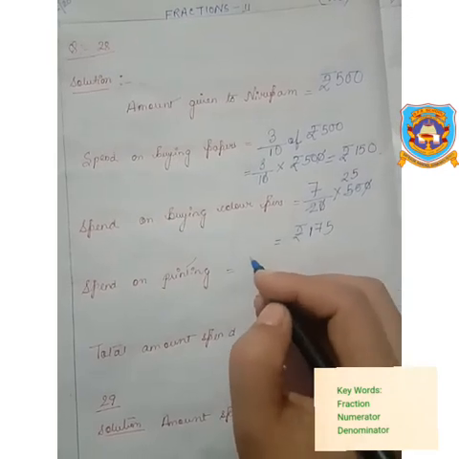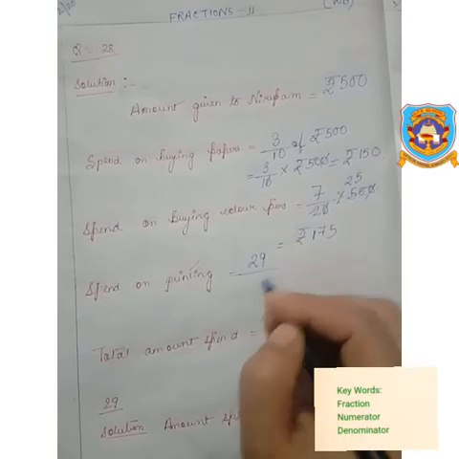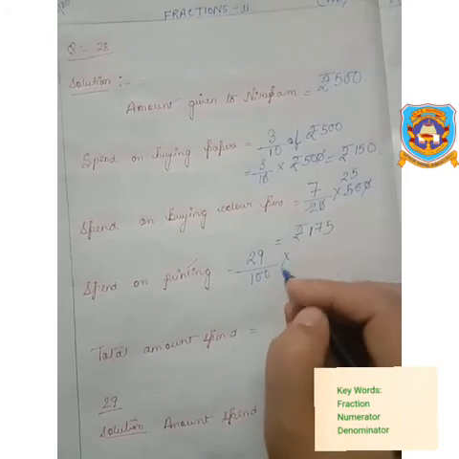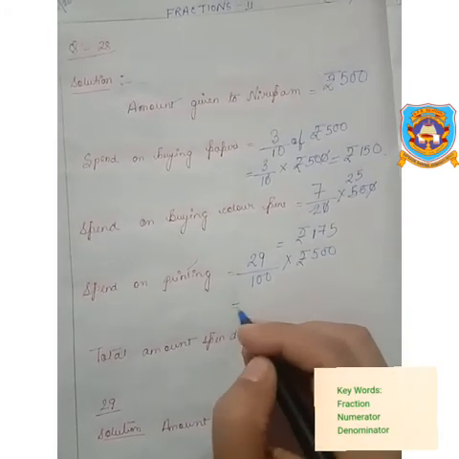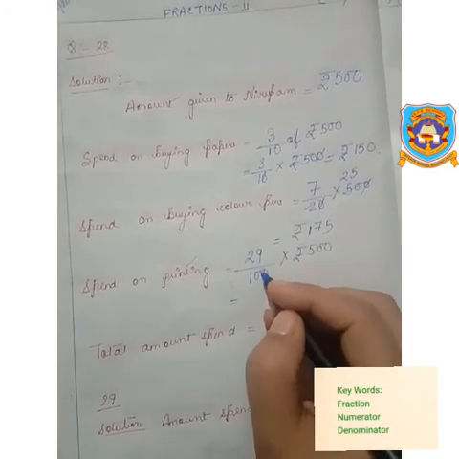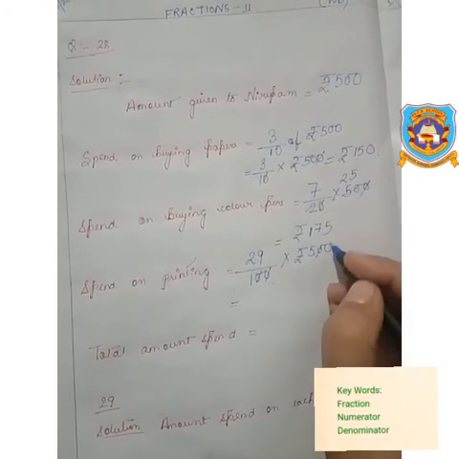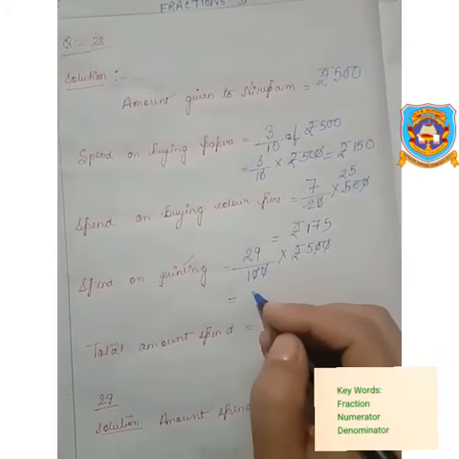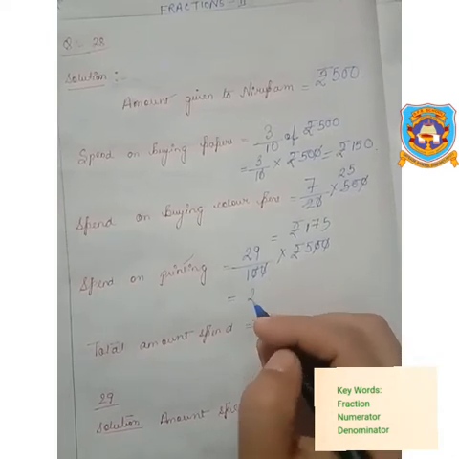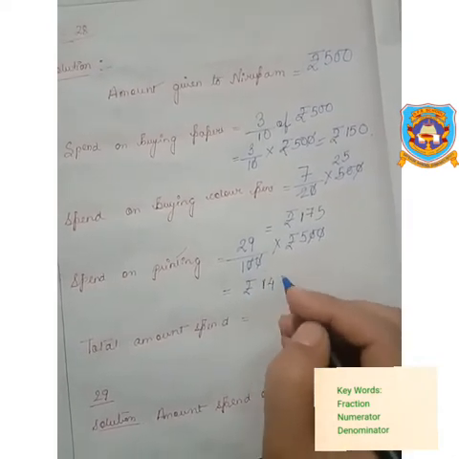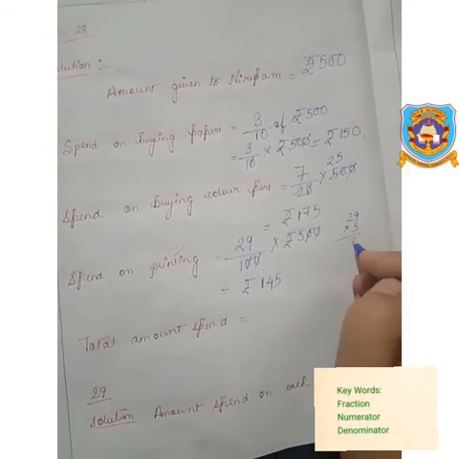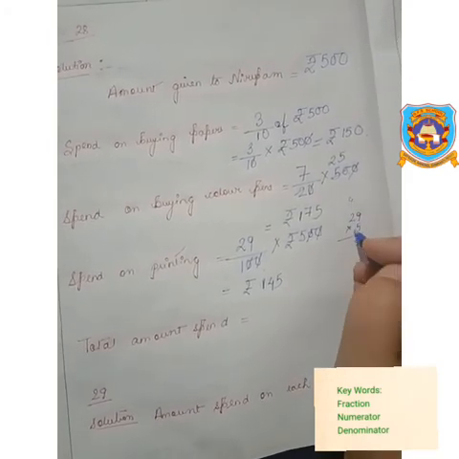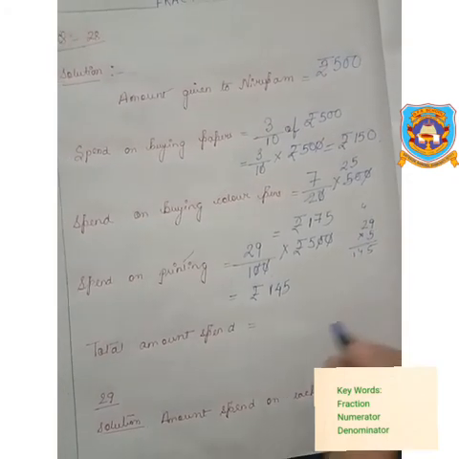Spend on printing, 29 by 100 into rupees 500. So here you will get 29. Two zeros are there, you can cancel the 2 zeros. 29 into 5, you will get rupees 145. Let me check if it is correct or not. 29 into 5, 9 5s are 45, 4, 5 2s are 10, 11, 12, 13, 14, 145.